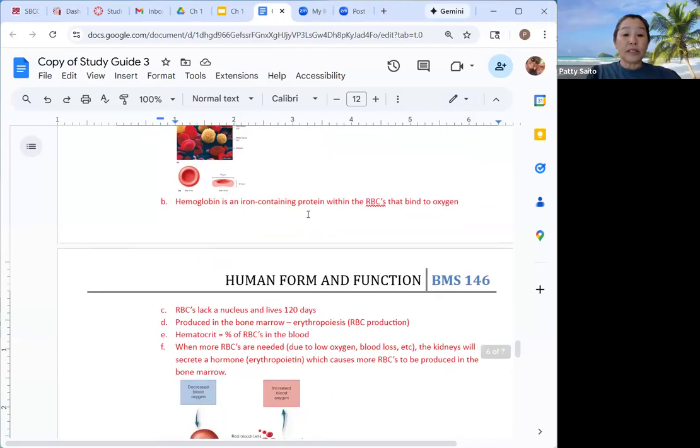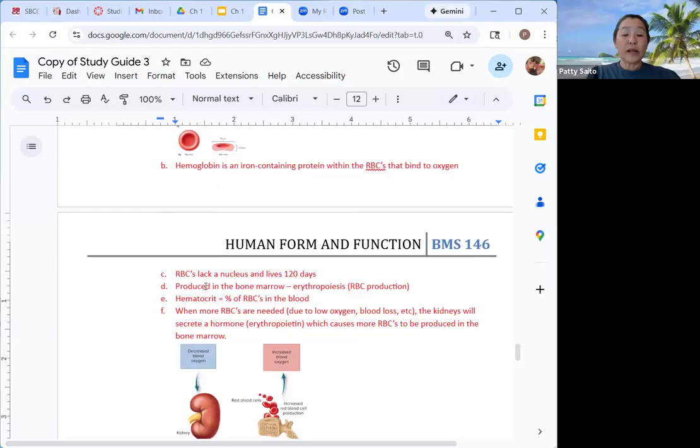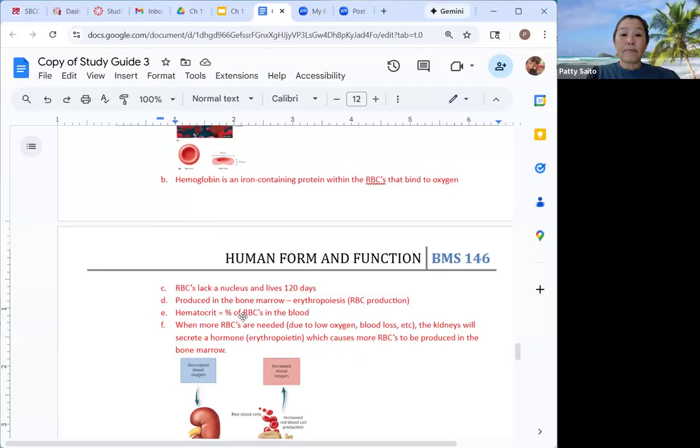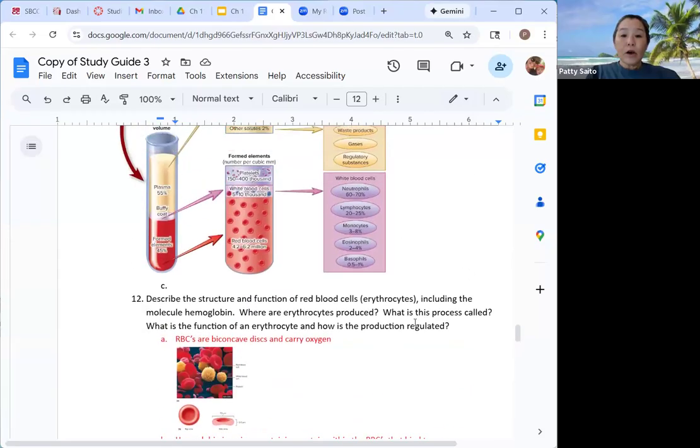Where are they produced? So they're produced in the bone marrow. That process is called erythropoiesis. Poiesis means the beginning or to create, to make. So it makes red blood cells, erythrocytes. That's the process. Okay. What is this process called? It's called erythropoiesis. All right.